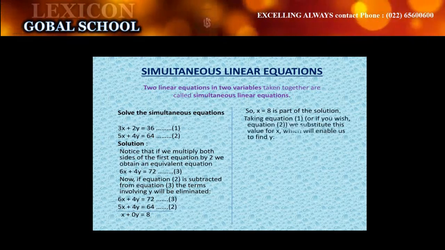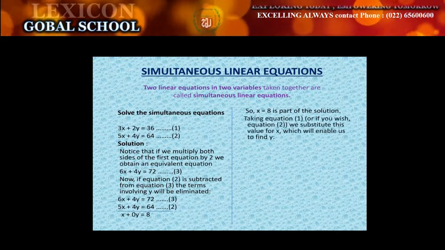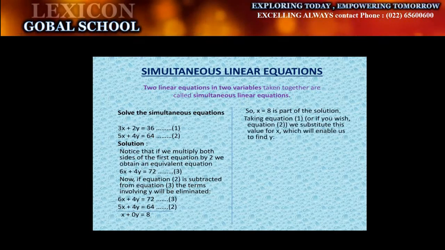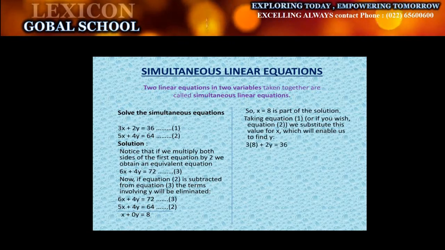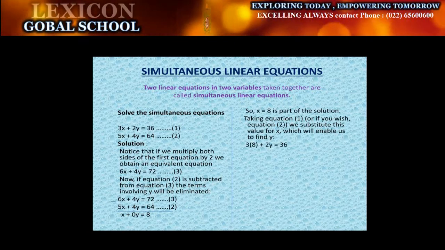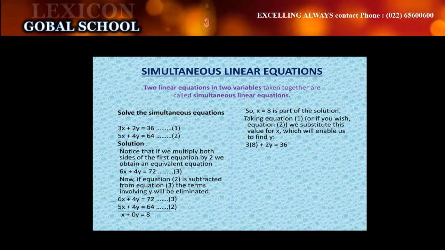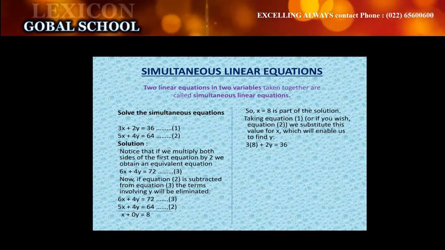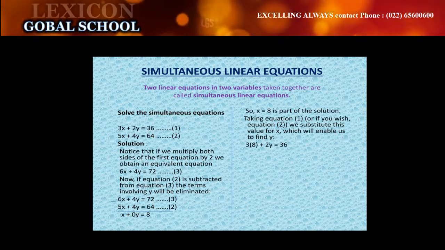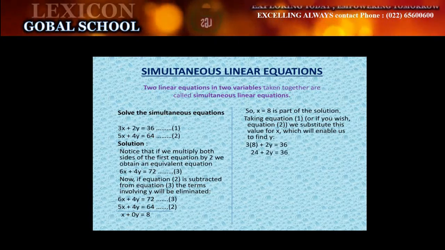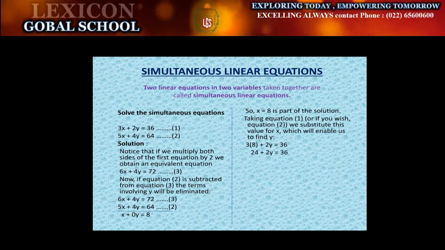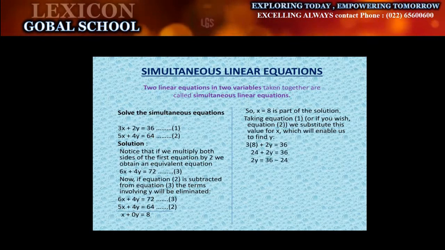Now what am I going to do? I am going to substitute this value in either equation 1 or 2. I am going to substitute in equation number 1, that is 3x plus 2y is equal to 36. Now in this case my x is equal to 8. So 3 into 8 plus 2y is equal to 36, which will give me 24 plus 2y is equal to 36.